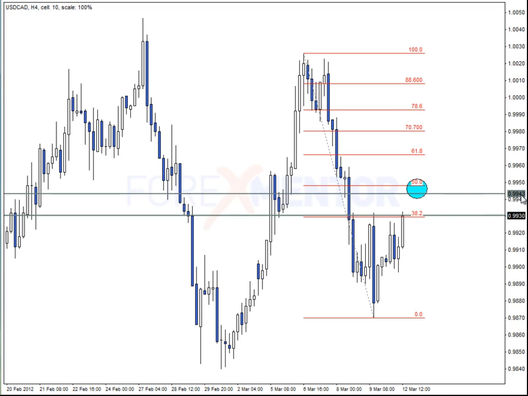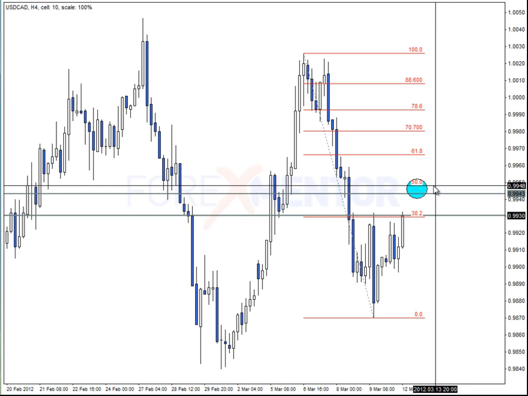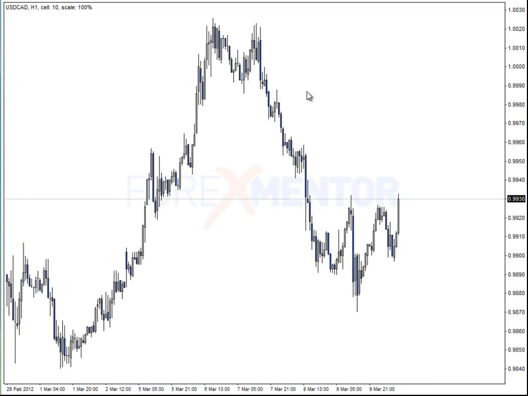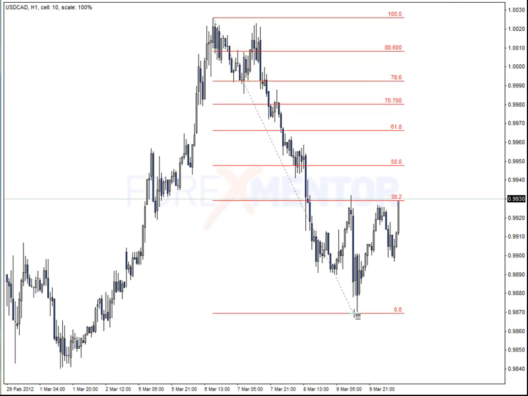That's around 99.43. The fib is sitting at 48. So it's only 5 pips on a 4-hour chart. The volatility is pretty low on this pair at the moment. And if we move to the hourly chart, we'll just add the same swing from the high down to this low.